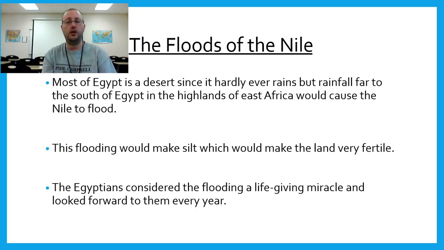The Egyptians considered the flooding a life-giving miracle and looked forward to them every year. But just like the Mesopotamians, they had to figure out how to control the flooding, because if not, it was going to destroy them, their farms, their houses, everything.